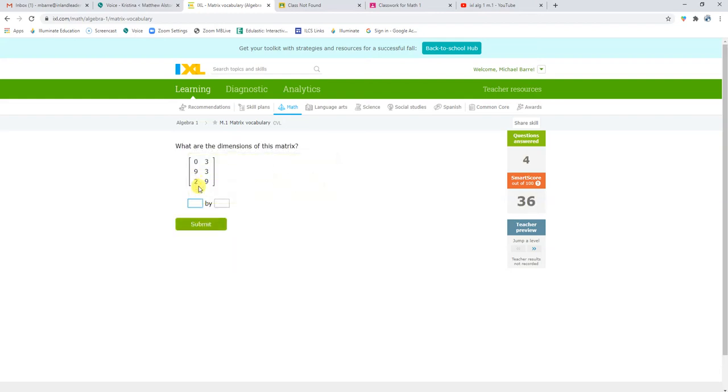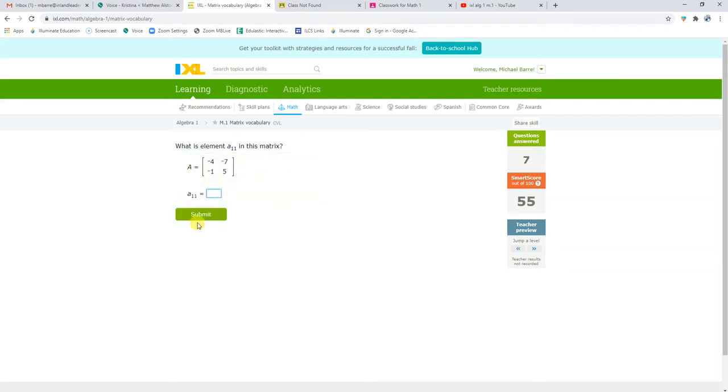What are the dimensions of this? Okay, dimensions, it's rows times columns. So to do dimensions, you're going to do rows times columns. So this is a 3 by 2. Rows, 3 rows, 2 columns. Is it a square matrix? Yes, it is a square matrix. It's 3 by 3, which is a square. How many elements? This has 6 elements.